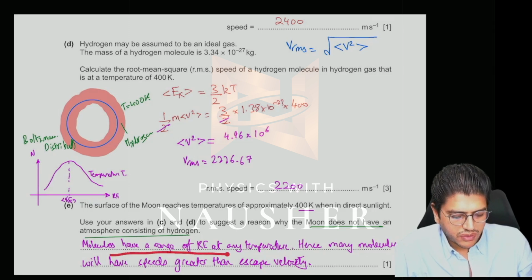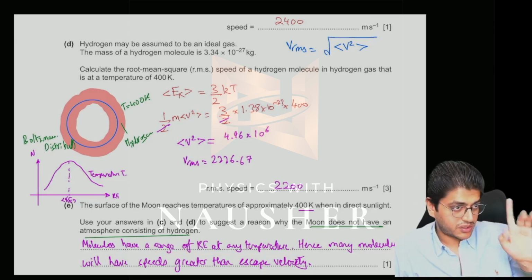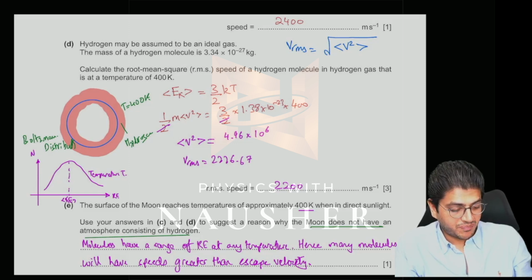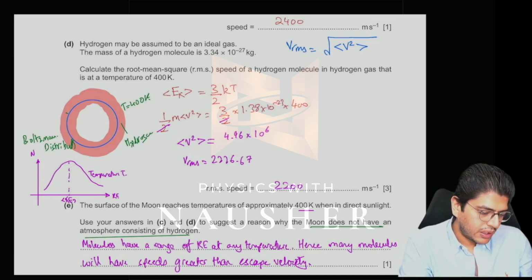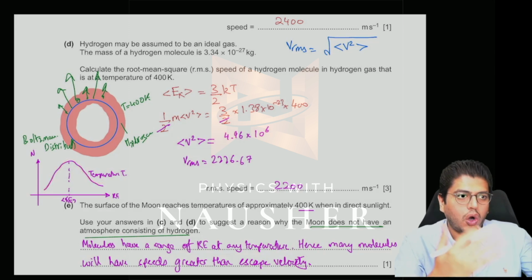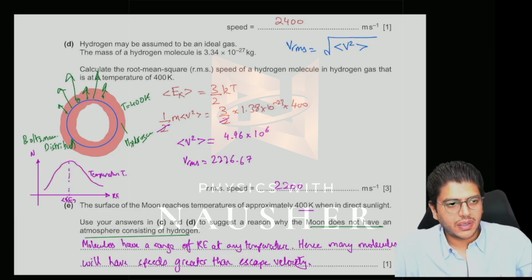So molecules have a range of kinetic energies at any temperature. This is the basic premise of the Boltzmann distribution. Remember this curve. It shows that at one temperature, if this is hydrogen gas, every molecule will have a different speed. One will have low speed, one will have high speed, and it's a distribution like this. So not all will escape, but not all will remain.